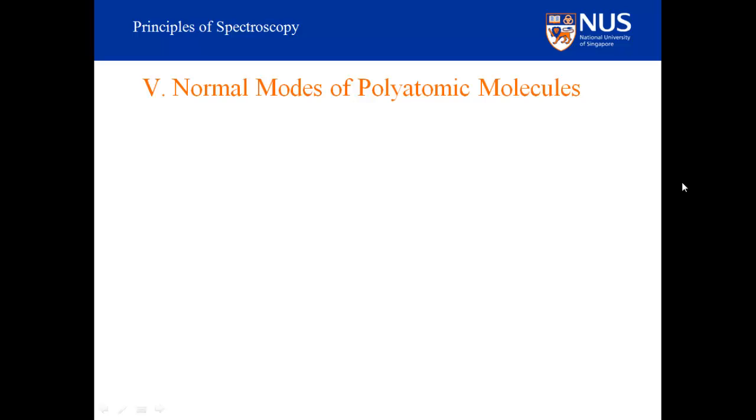When we were studying diatomic molecules last week, we realized of course that there is only one vibration. There is only one bond. There cannot possibly be more than one vibration. With polyatomic molecules, we can certainly have more than one mode of vibration, and we refer to these modes of vibration as normal modes. But I will define exactly what we mean by normal modes later.